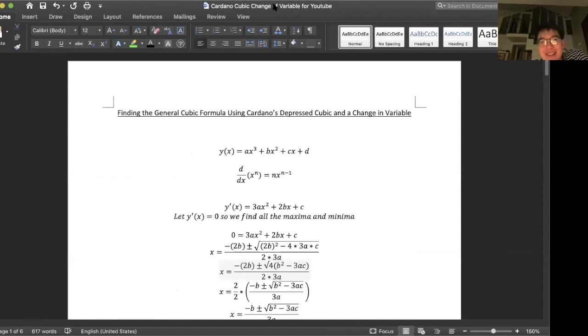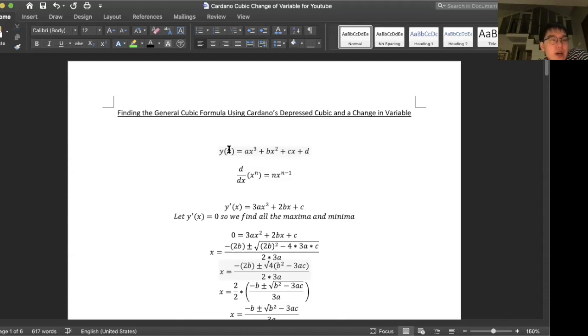As Tonio Trussardi from JoJo Part 4, Diamond is Unbreakable, would say, because finally we're at the end of the Cardano extravaganza, and we're going to find the general cubic formula simply using the depressed cubic equation and a clever change in variable. So recall that we have our general cubic equation, which is y of x equals ax cubed plus bx squared plus cx plus d, where a, b, c, and d are all real numbers.